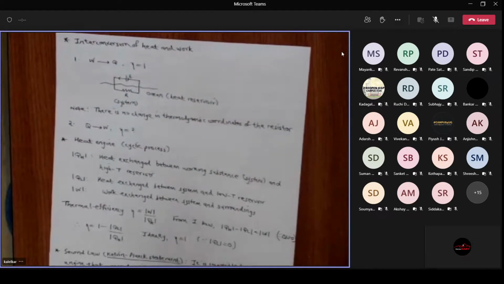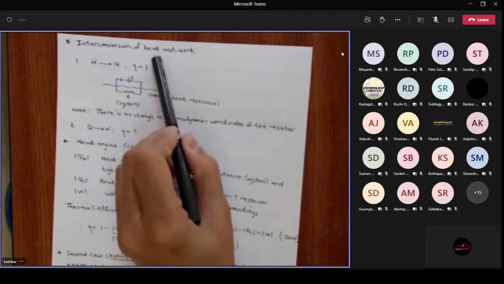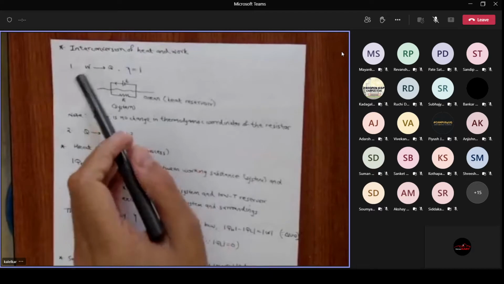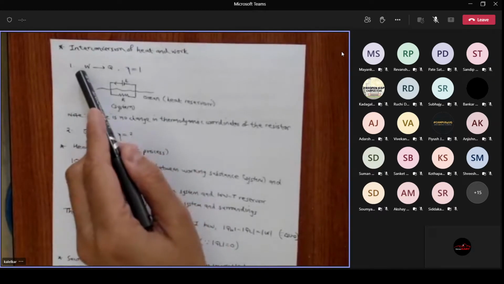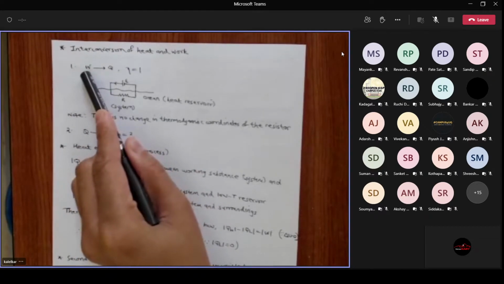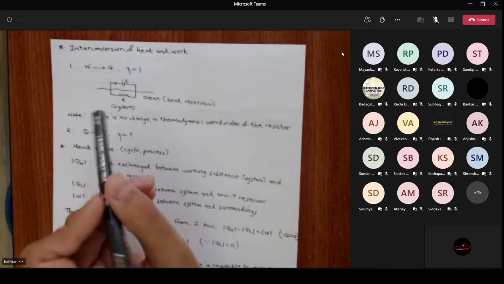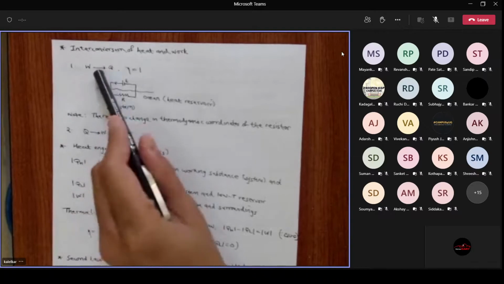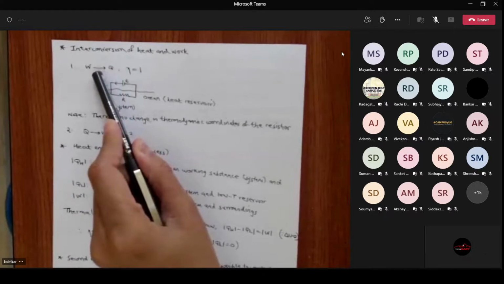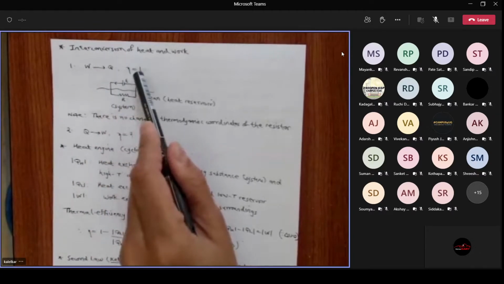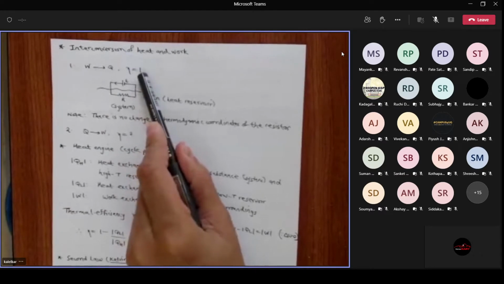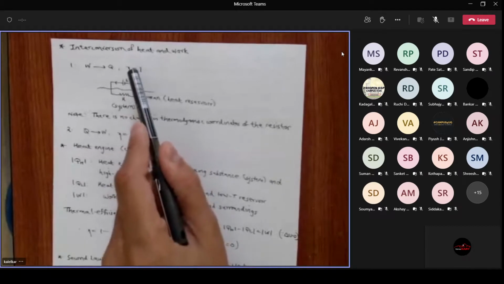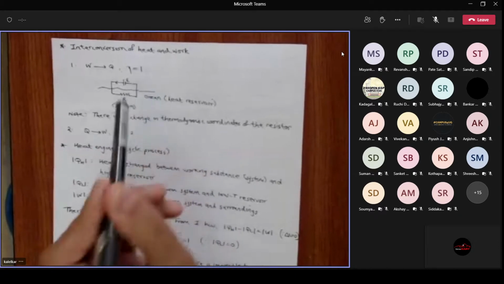Now let's say we are looking at the interconversion of heat and work. Okay, so the first question is, I would like to transform work into heat. What is the efficiency of this process? Efficiency is 100%. Okay, it can be up to 100%.